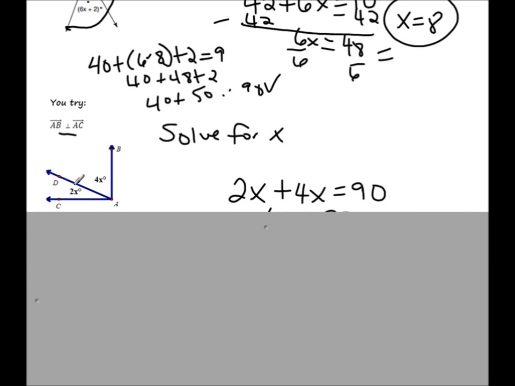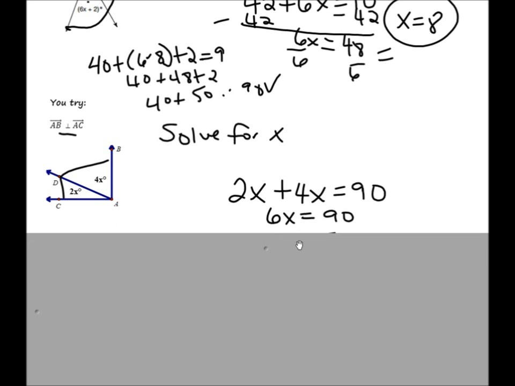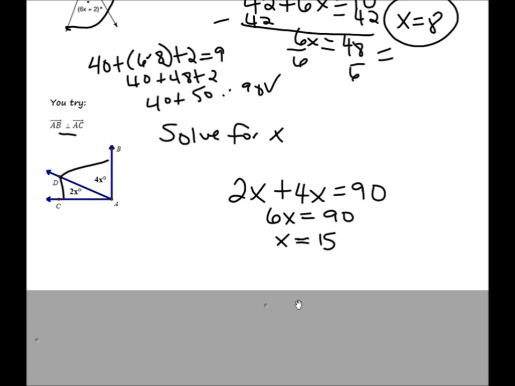Okay, so I set it up, the two angles together, they're 90 degrees. 6x equals 90, x equals 15. I'm going to go back and check. 2 times 15 is 30, 4 times 15 is 60, and 60 plus 30 does in fact equal 90.